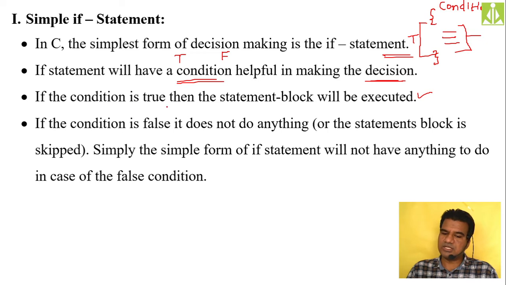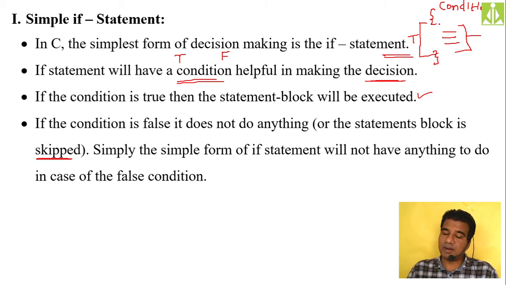If the condition is true, then the statement block will be executed, and if the condition is false, it does not do anything, or the statement block is simply skipped. Okay, so if the condition is false, what will happen? The statement block will be skipped. The simple form of if statement will not have anything to do in case of a false condition. So in a false condition, what will it do? It will simply skip. It does not have anything other than that to do.